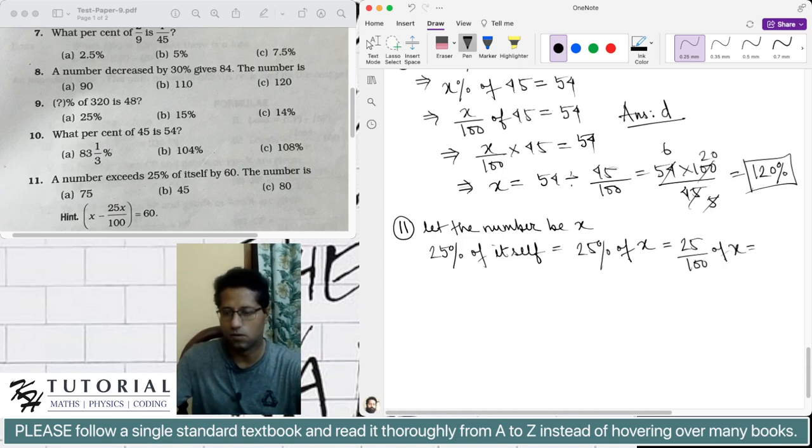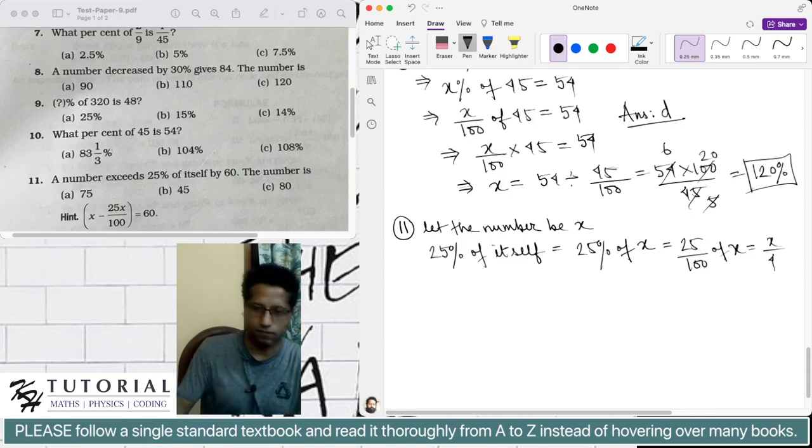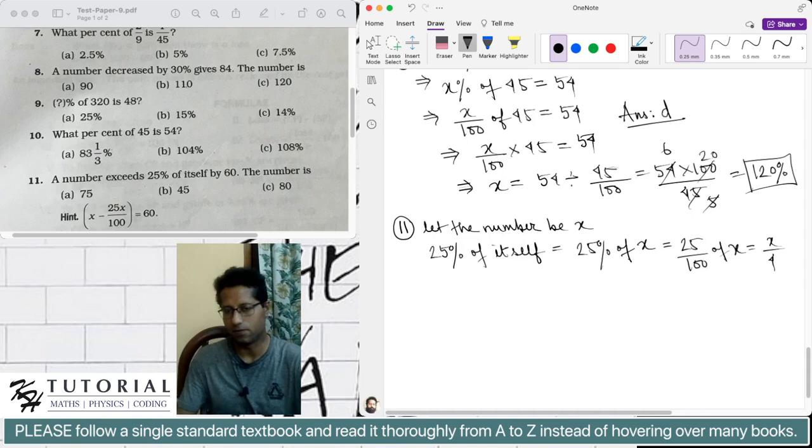This is equal to 25 by 100 multiplied by X, and 25 by 100 is 1 by 4. So X by 4. So 25% of itself means the 25% of the number itself is X by 4, where we have assumed the number to be X. Now it says that a number exceeds 25% of itself by 60.